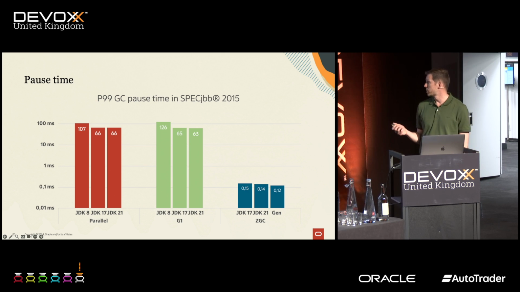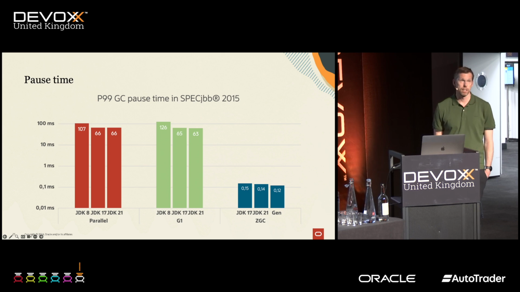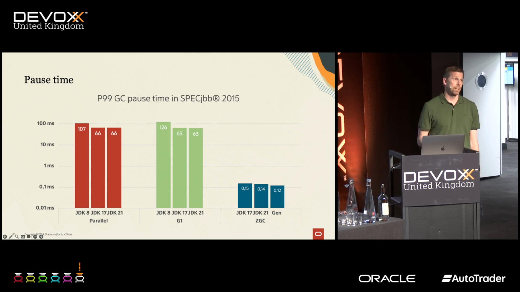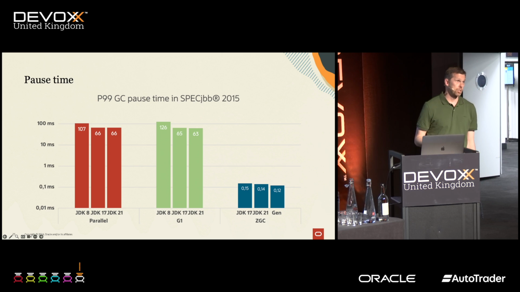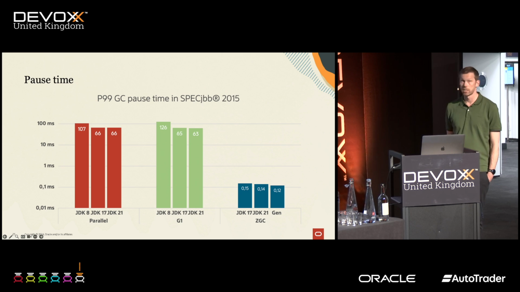But when it comes to CGC, we have pauses in the realm of microseconds. So from JDK 17 at 150 microseconds down to 120 with generational CGC. That is super nice to see, but that improvement won't affect your application latencies that much since the pauses are so short.